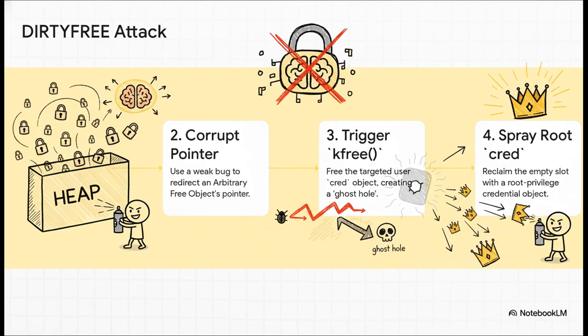First, an attacker sprays the heap, filling it with hundreds of their own normal user credential objects. Then, they use a weak bug to corrupt a pointer in a nearby object, making it point to one of their credentials. Step 3, they trigger the kfree call. The valet gets tricked, frees the targeted credential, and boom, our ghost hole is created. And finally, they immediately spray the heap again, but this time with credentials that say UID 0 or root. One of those lands perfectly in that empty slot, and just like that, they've escalated their privileges.